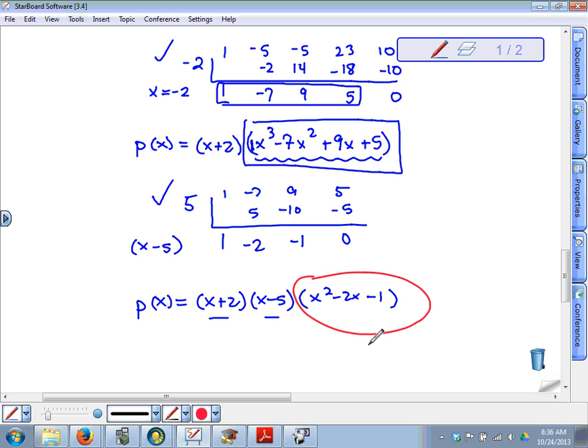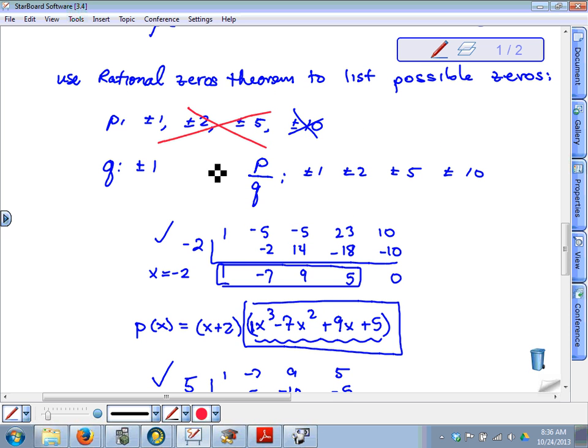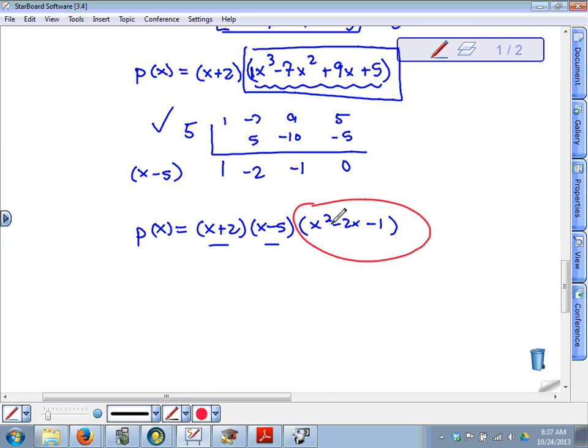Are you listening carefully to this? If this does not factor using normal factoring techniques, that also means that this list that we made is now useless. None of those numbers are going to work anymore, because this is only rational zeros. If something doesn't factor, that means that zeros are what type of zeros? Irrational or imaginary. The only way to find them now, unfortunately, is the quadratic formula.